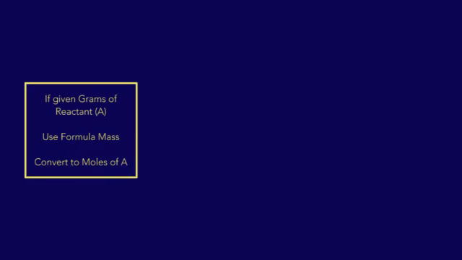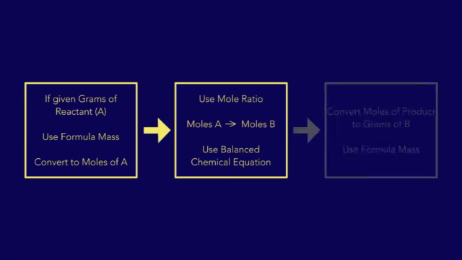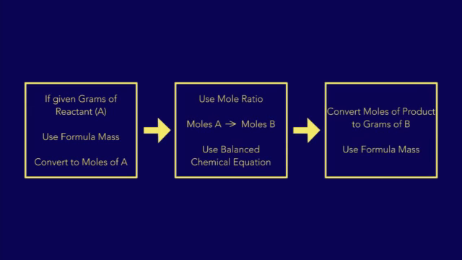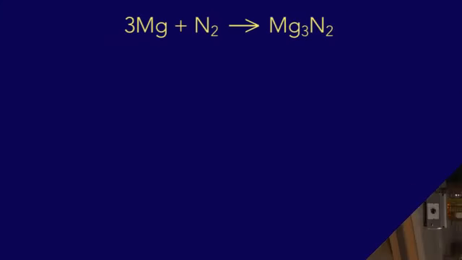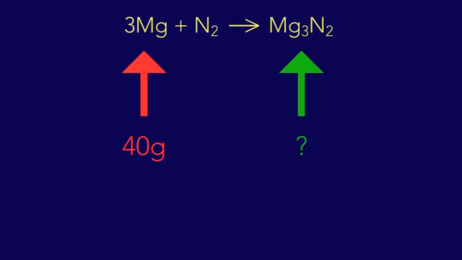You're going to be asked to do a lot of calculations in class, but don't overthink it. All these problems are pretty much the same. If you're given grams of reactant and asked to calculate grams of product, start by using the reactant's formula mass to get moles. Then use a mole ratio and finish up with the formula mass of the product to get back to grams. All right, cool. I think we're ready to work one quick problem. Let's say we have 40 grams of magnesium and want to know how much magnesium nitride we will make.